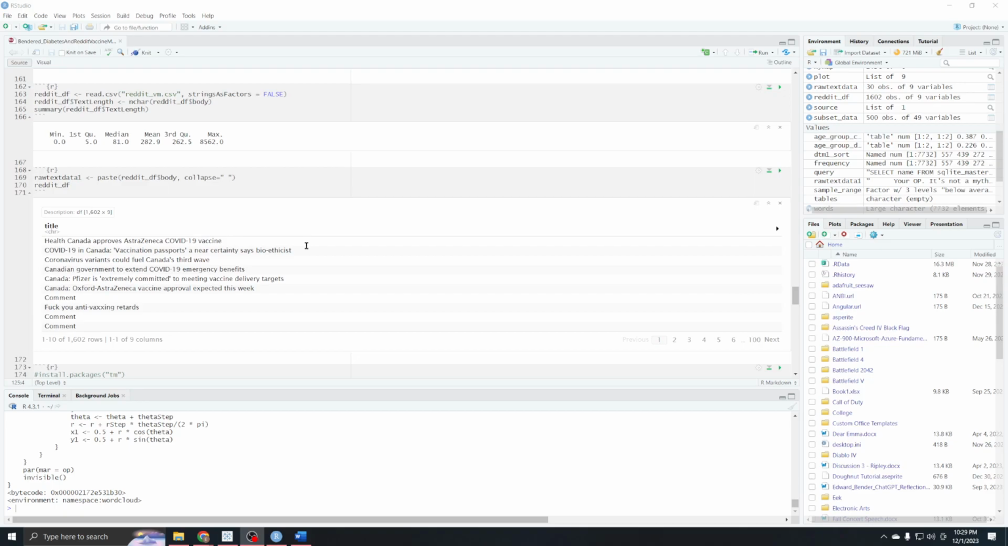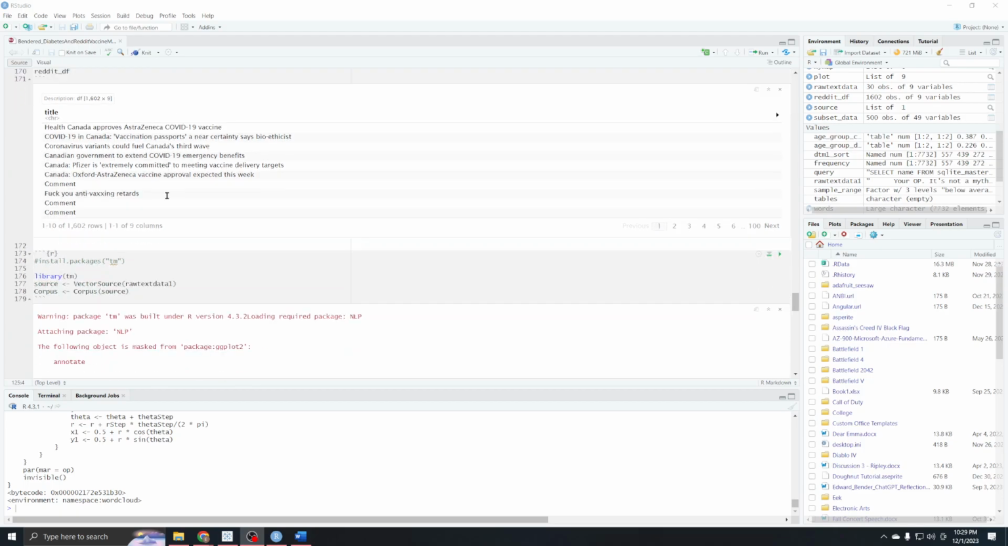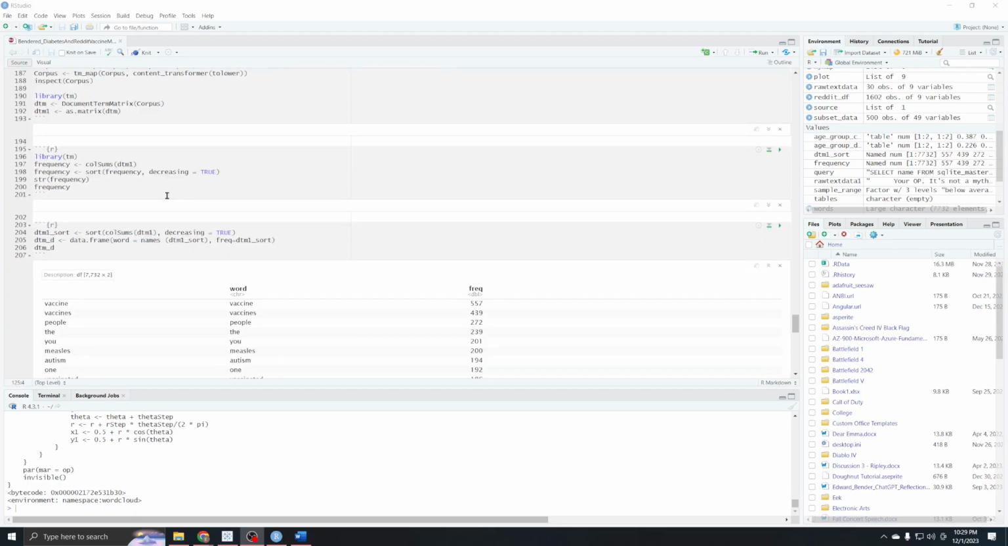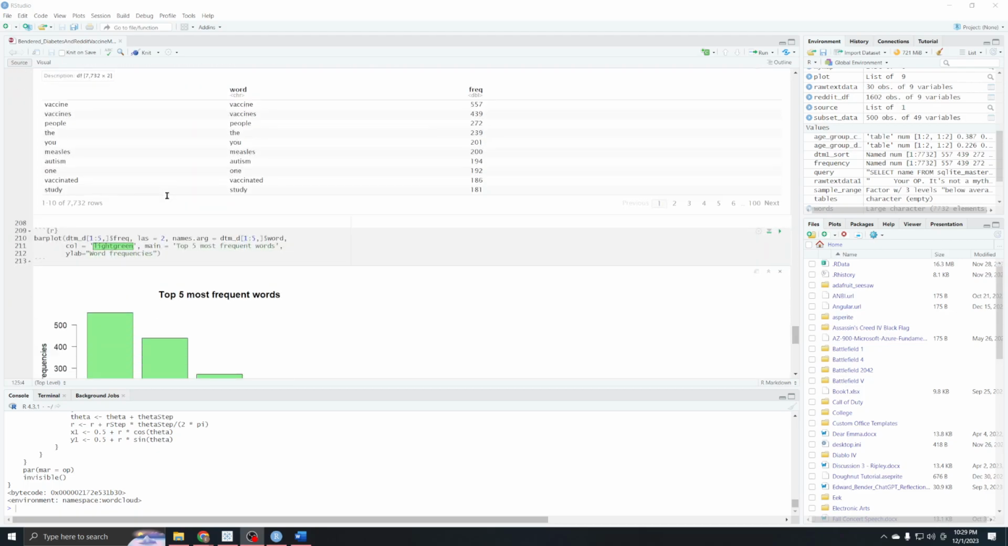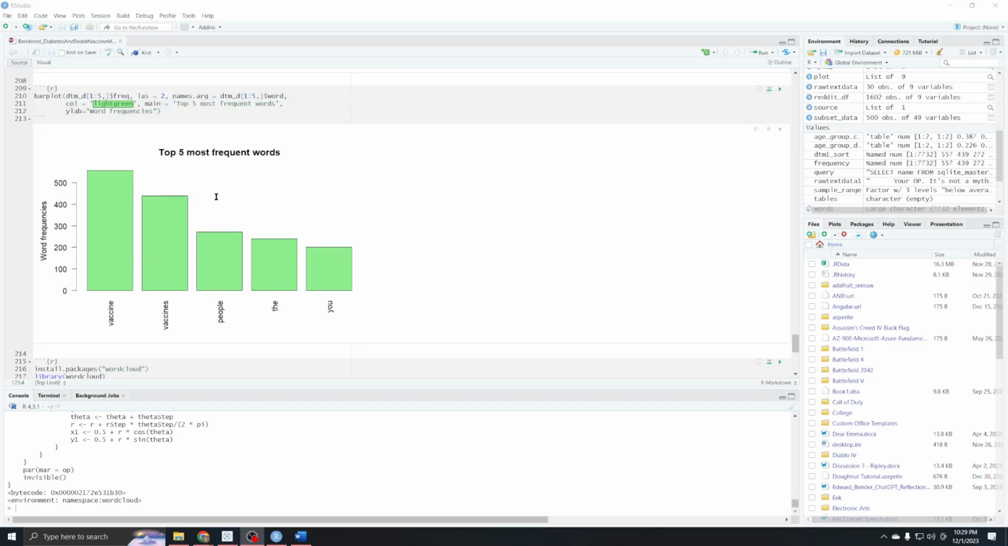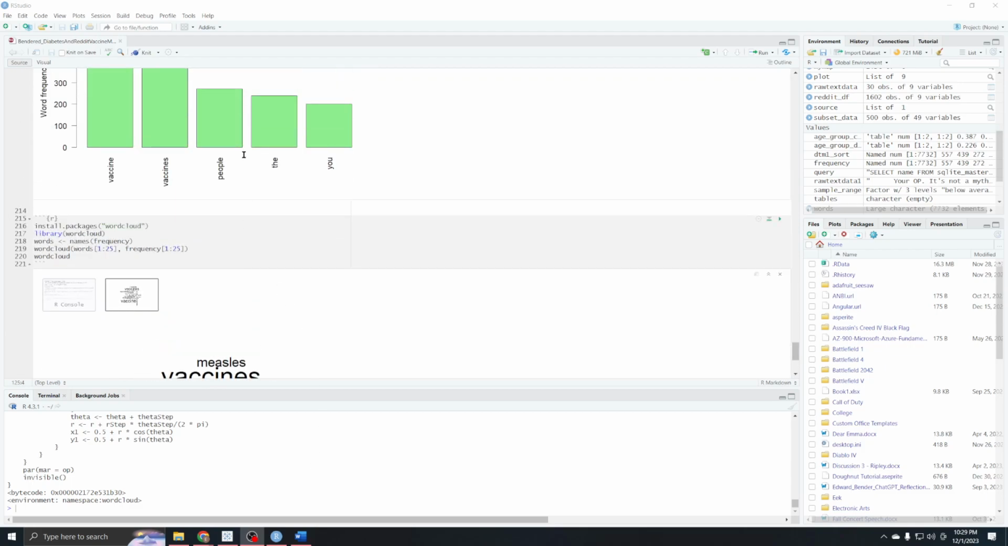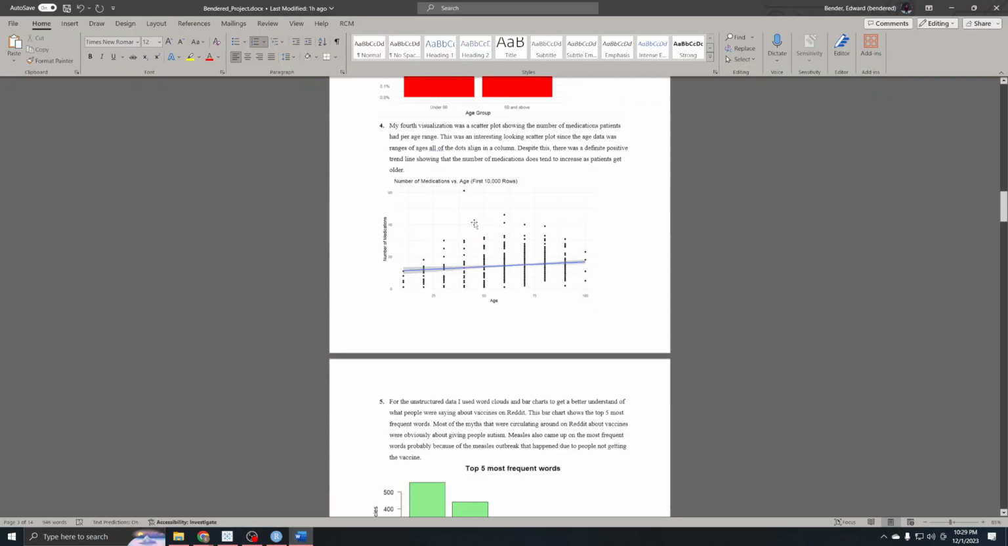And then here's where we're getting into the unstructured data from Reddit. Here I'm basically doing what we did in the assignments, creating a corpus out of the text and then stripping it down and creating a frequency bar chart. Here we see that people are mainly concerned about vaccines, and hold on, this is different than what I have in the report here.